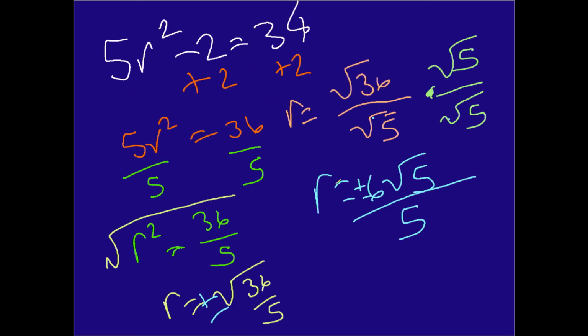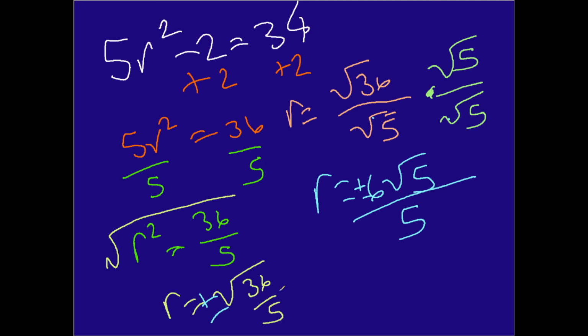Let me move to the last one. With this last one, what was unique here was that we had to rationalize the denominator. This is something we talked about before, but just to go through all the steps here, we first added 2 to both sides because we're trying to isolate that r squared. And then we divided by 5 again for the same purpose. And then of course we square rooted both sides to remove the second power here. And then we end up with r equals plus or minus the square root of 36 over 5.